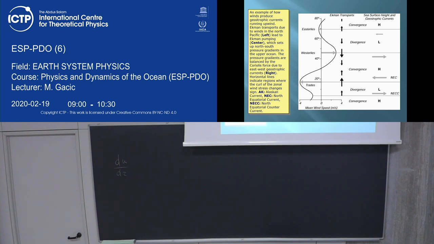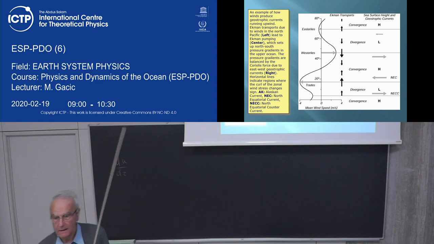You meteorologists know this very well. But what is the consequence of what is happening in the ocean? The consequence is that we have divergence, convergence, and convergence. So we have occurrence of divergence and convergence as a function of the changes of the direction of the wind.